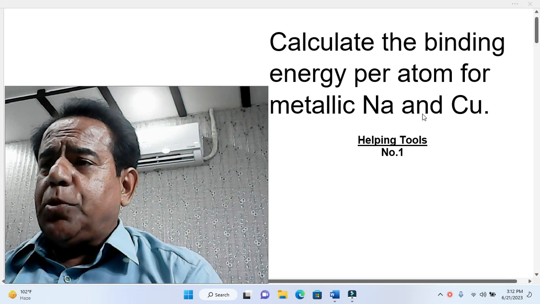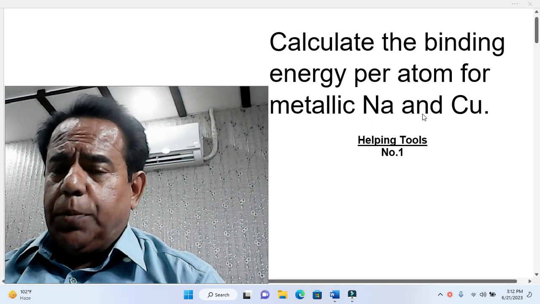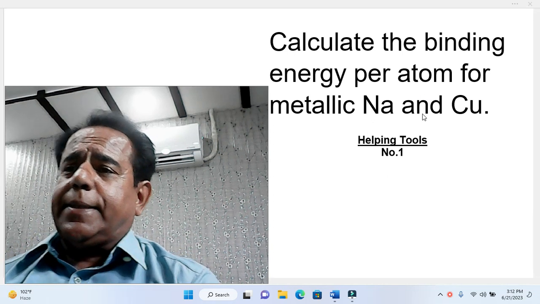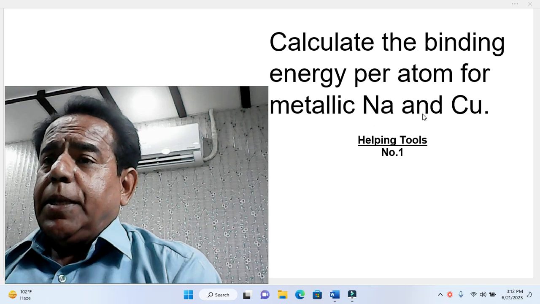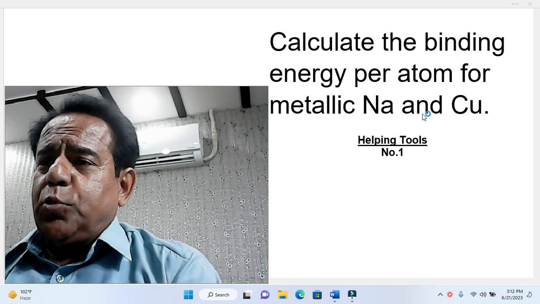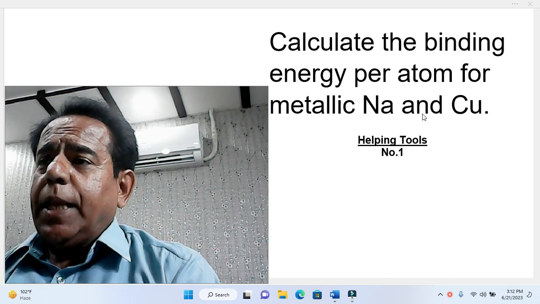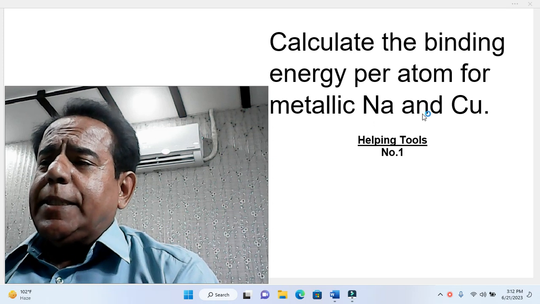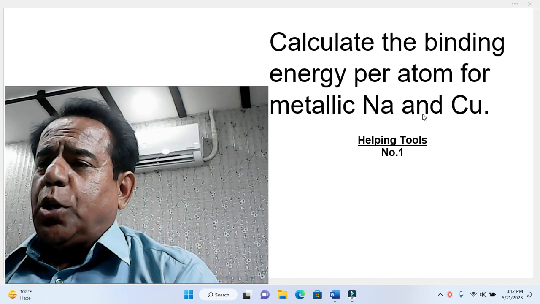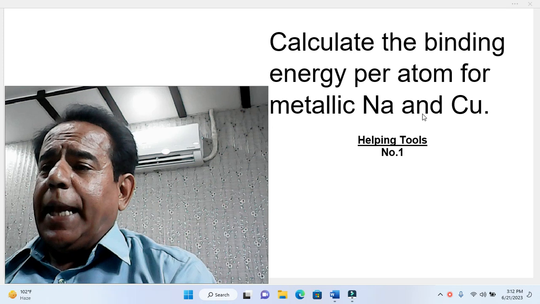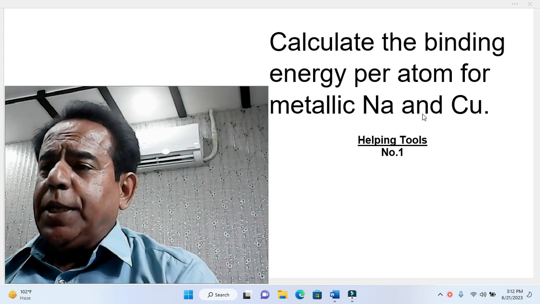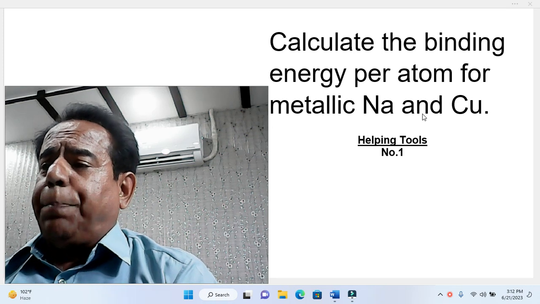This problem has been chosen from the book Modern Physics by Kenneth S. Crane. As usual, we first come to its statement. Calculate the binding energy per atom for metallic Na, sodium, and Cu, copper.